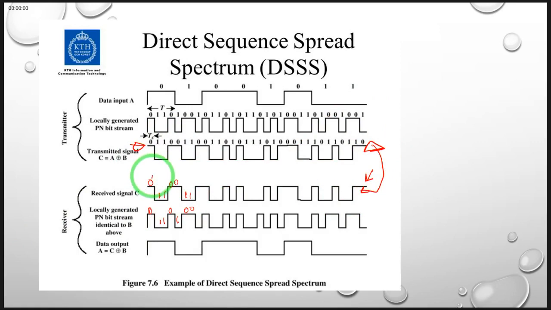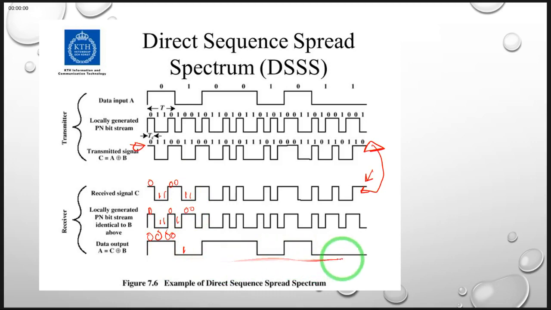So when you multiply this, again we are doing the XOR. 0 XOR 0 is 0 again. 1 XOR 1 is still 0. 1 XOR 1 is still 0. 0 XOR 0 is 0. 1 XOR 0 is 1.